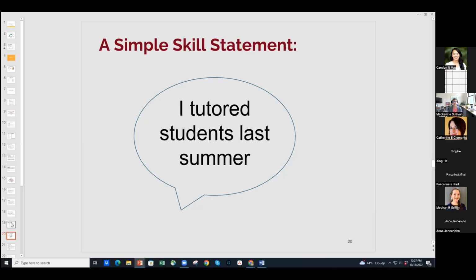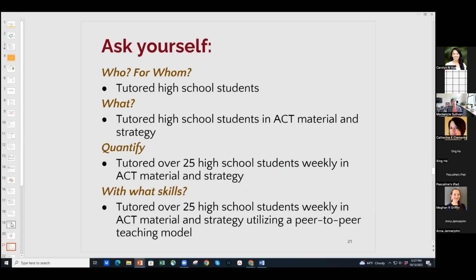Okay, so let's start with just a simple statement. Some of you have done tutoring, and a bullet point could be, I tutored students last summer. On a resume, we would take out the I and just say, tutored students last summer. Okay, that's great. A lot of us know what tutoring is, so it's probably okay, but it doesn't really tell me very much. So to make it stronger, you can think through to yourself, okay, who did I tutor? What's the detail that needs to go in there? What did I tutor them on? Can I quantify anything about this? What were the skills that I used?